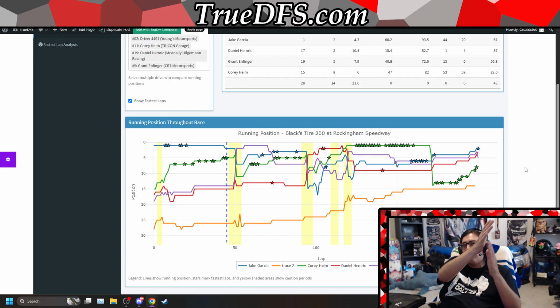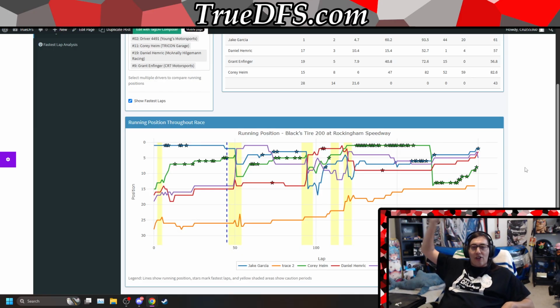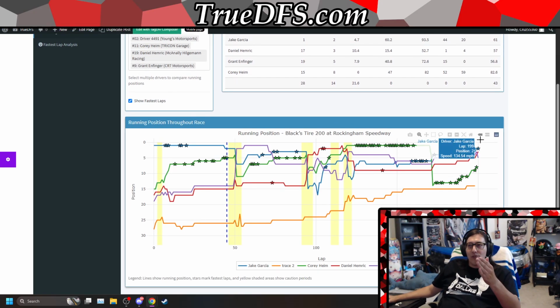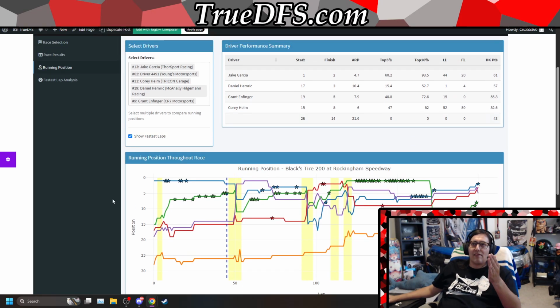Obviously, we start A, B, C, D. Well, if you've ever pulled lap data and stuff like that, you'll understand that you'll be at like row GH by the time we're done, when we have like 300 laps or whatever, right? So this helps you visualize it in a much easier way.